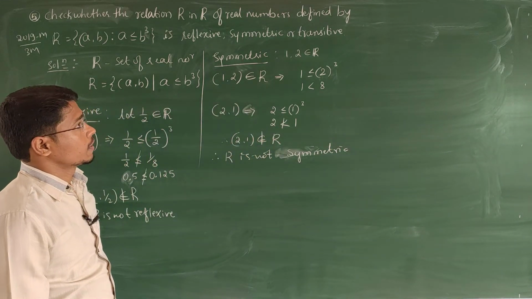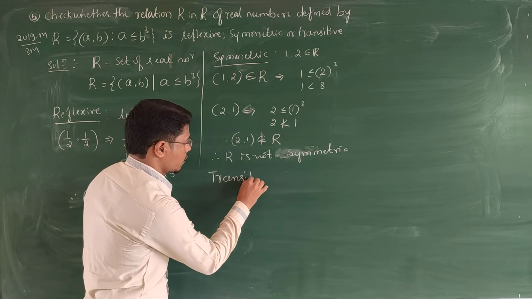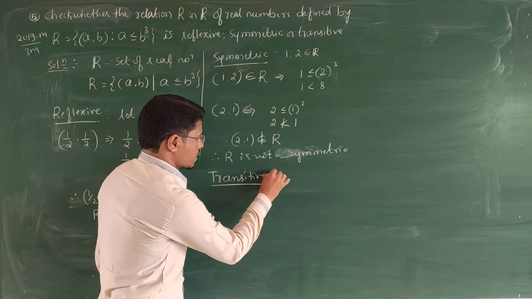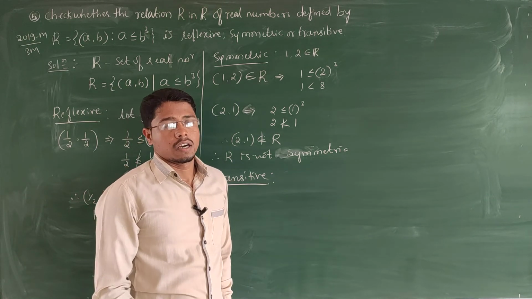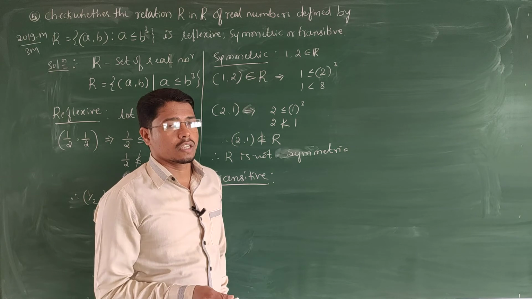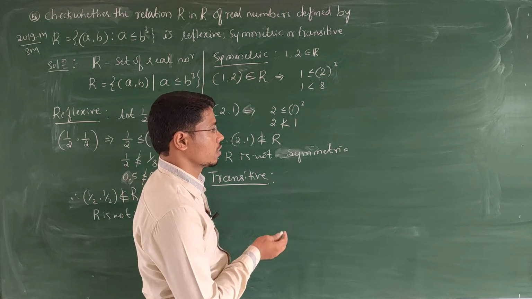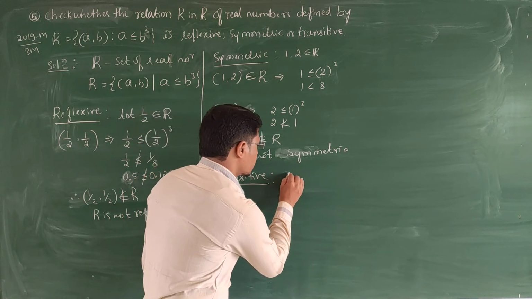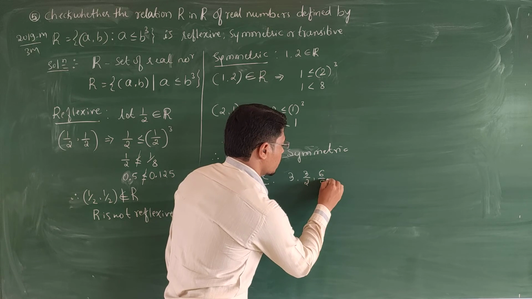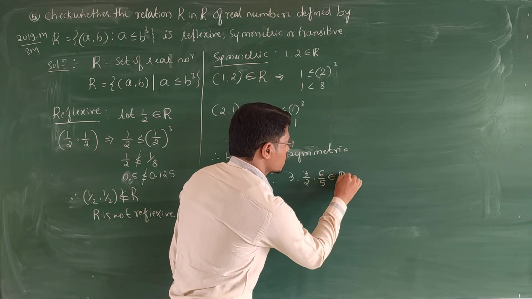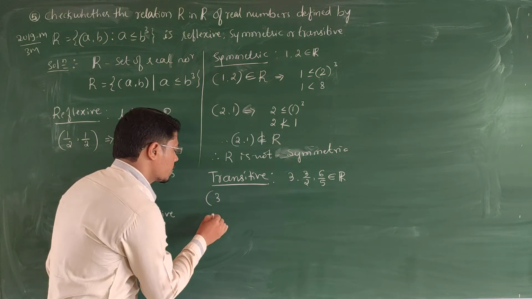Next is the transitive relation. Let us consider three numbers. The first two numbers considered give two ordered pairs, and both ordered pairs must belong to the relation. So let us consider 3 by 2 comma 6 by 5 from the set of real numbers. First check the two ordered pairs, otherwise we can change the numbers.